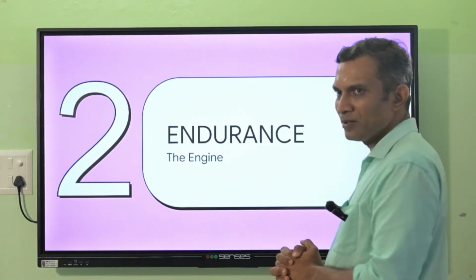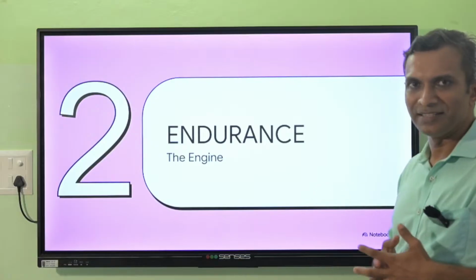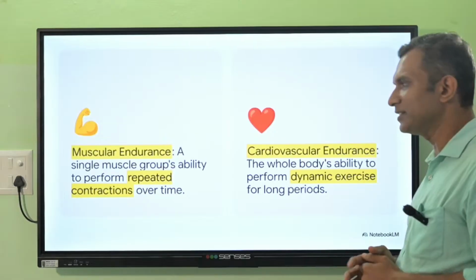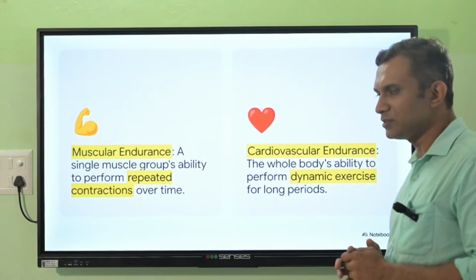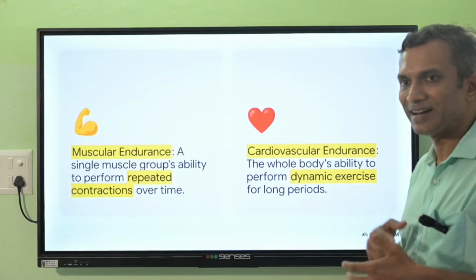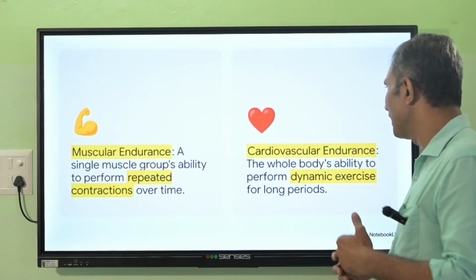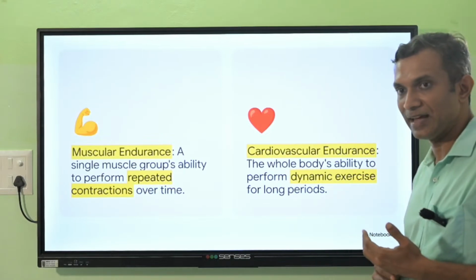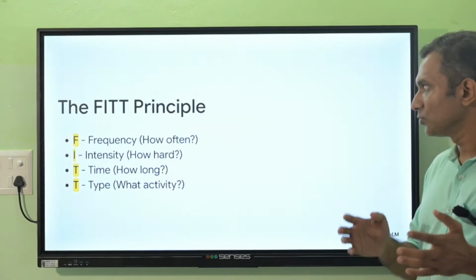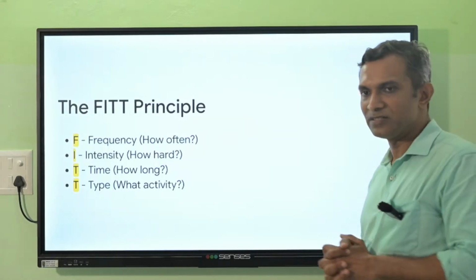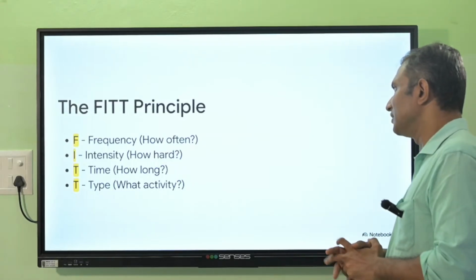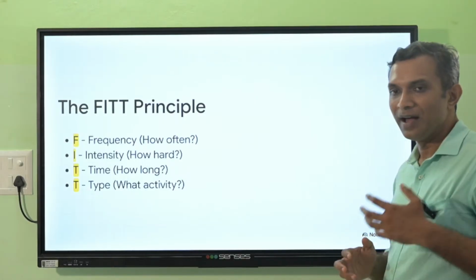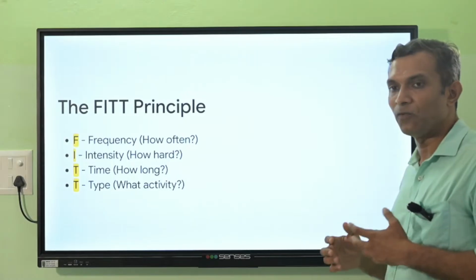So we talked about the grammar and what is the engine that fuels the body musculature, that is the endurance. Two aspects, muscular and cardiovascular. Muscular is the ability of the muscle to contract repeatedly for any activity, and cardiovascular endurance is the ability of the heart to withstand dynamic exercise over a long period of time. So it is often based on the FITT principle, which dictates the frequency, intensity, time, and type. How often, how hard, how long, and what activity.